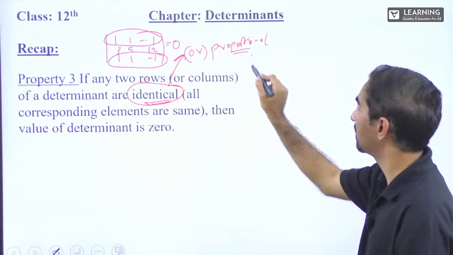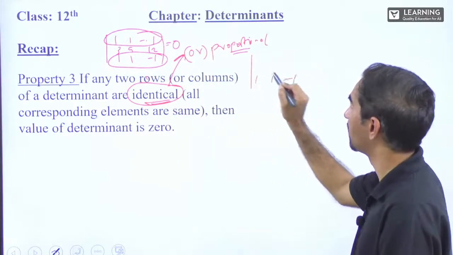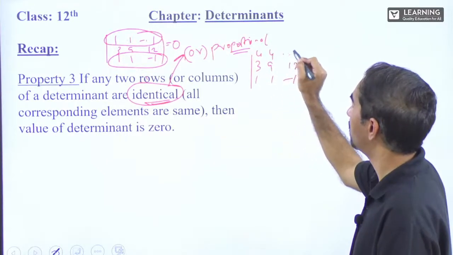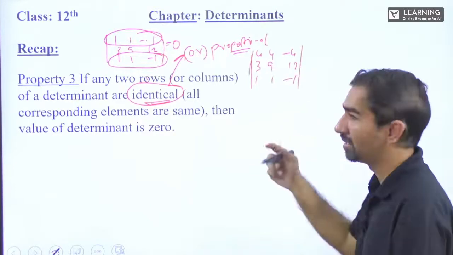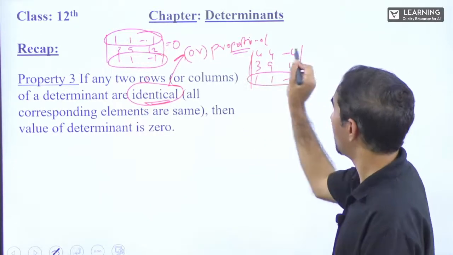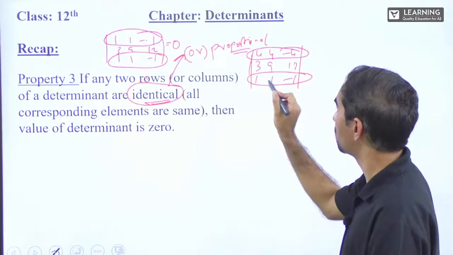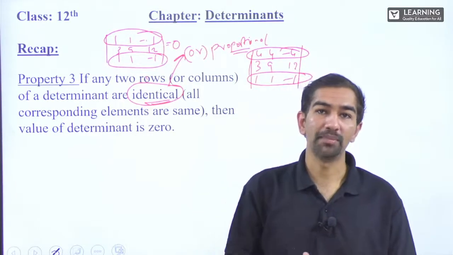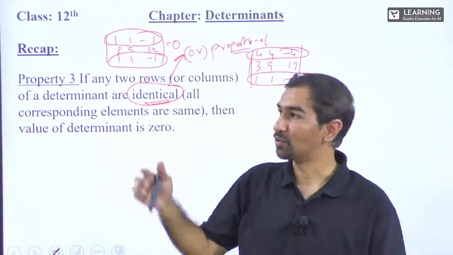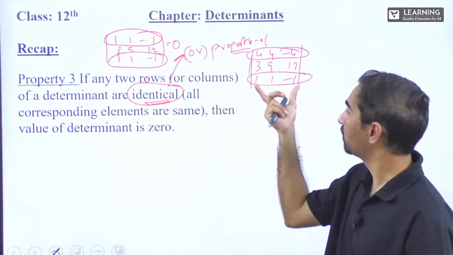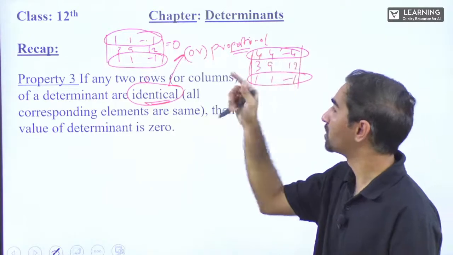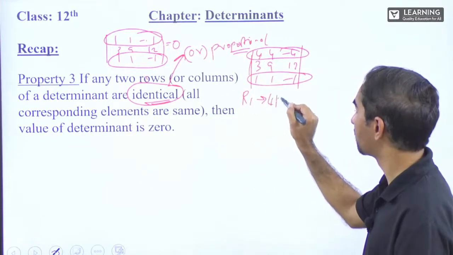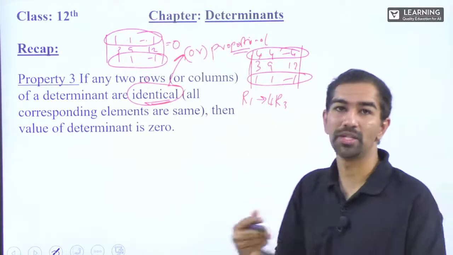Now what is the meaning of proportional? Same example we'll take. 1, 1, -1, 3, 9, 12. Here we'll write 4, 4, -4. Now see this, row 3 and row 1. So 4, 4, -4, 1, 1, -1 we have. Are they proportional? Proportional up to which number? Into 4, right? So row 3 is actually multiplied with 4 and we got row 1. So can we write it like this? R1 is equal to 4 times R3. So this is called proportionality.